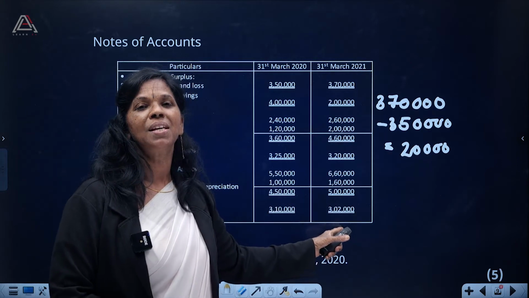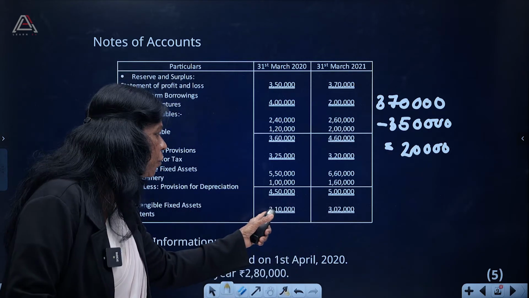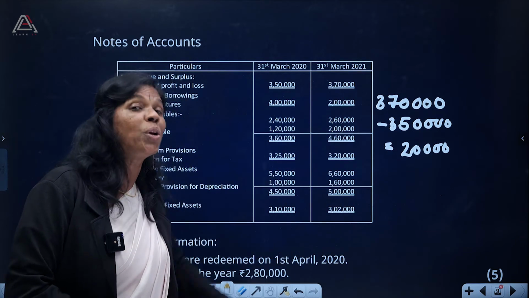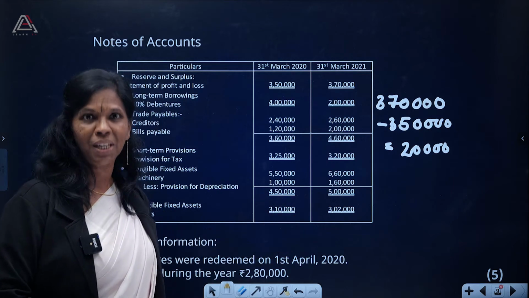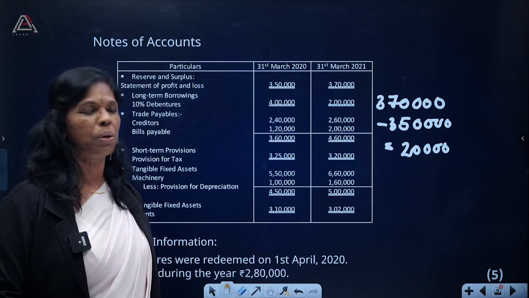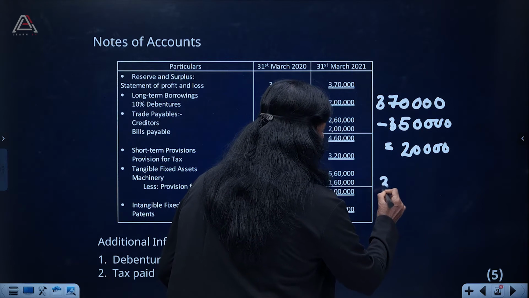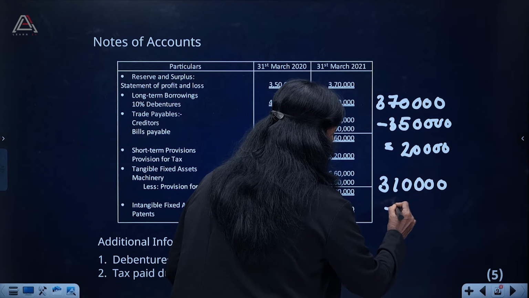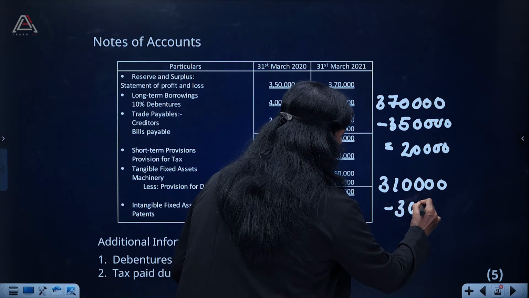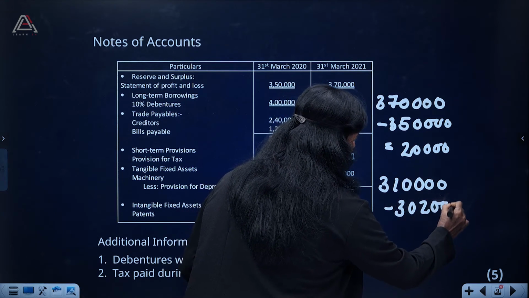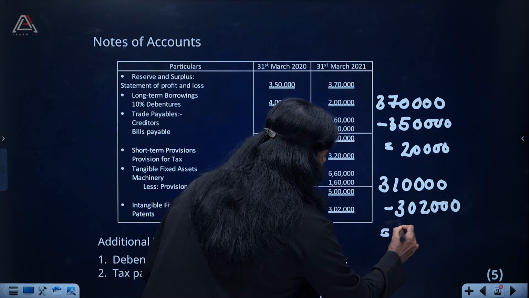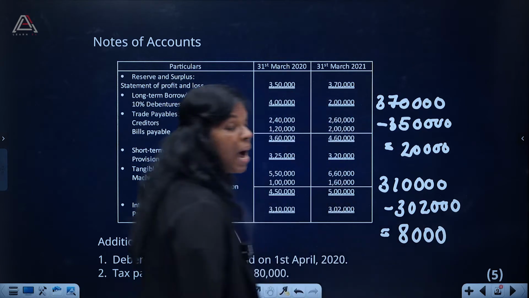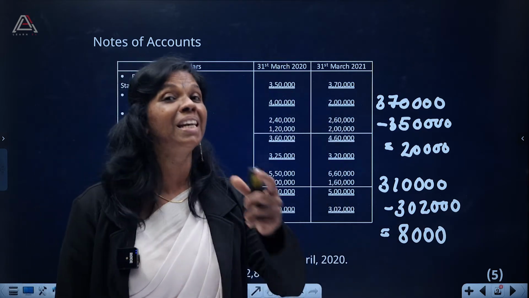Second year, how much is it? 3,02,000. Compared to the first year, the last year amount is less, which means it is amortized or written off. Take the difference between 3,10,000 and 3,02,000. How much is it? 3,10,000 minus 3,02,000. How much is the difference? The difference is 8,000. This we can take as amortization of patent or intangible asset.